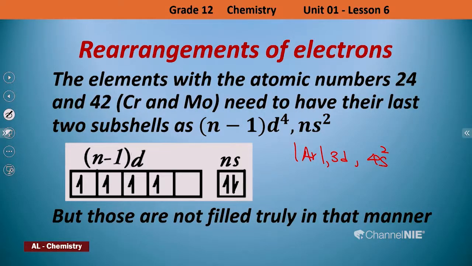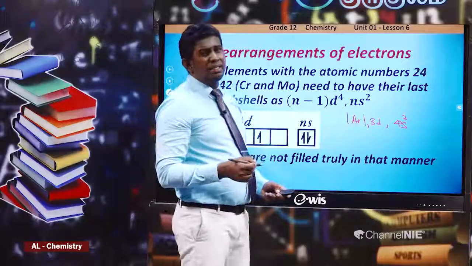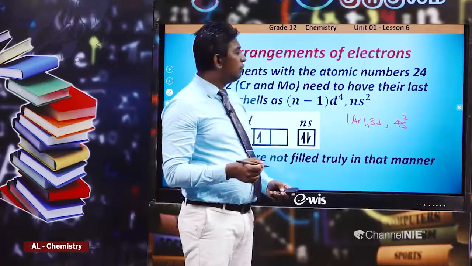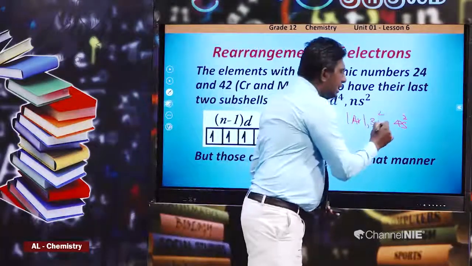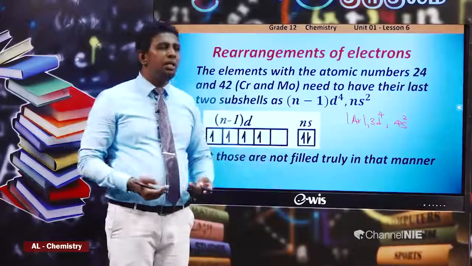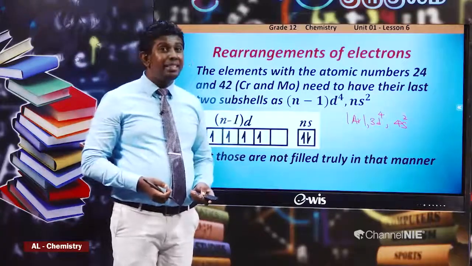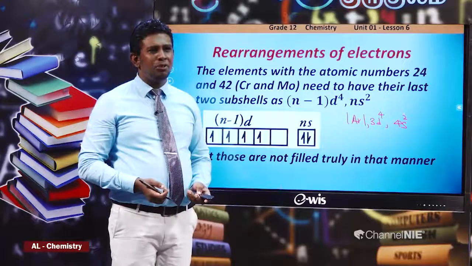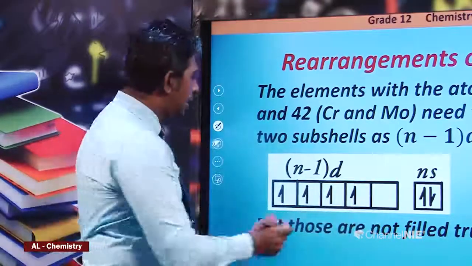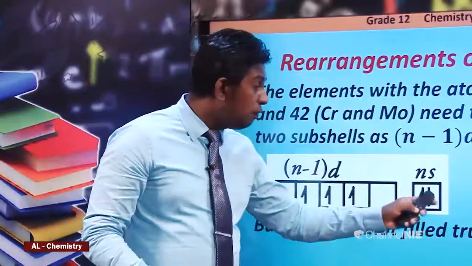When you talk about chromium, students, the number of electrons it has is 24. Another 4 electrons we have to fill there. So it seems this is the way it is filled according to the Aufbau principle. But there is something further. What's that? Students, though it's in this manner, consider those atomic orbitals within 3d and 4s.